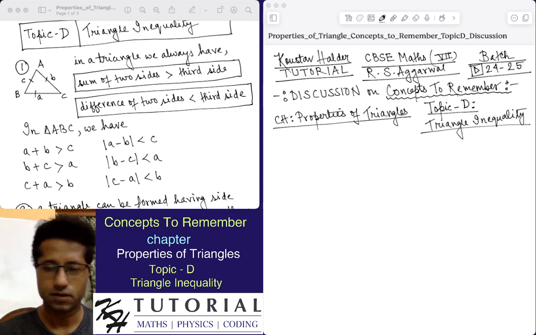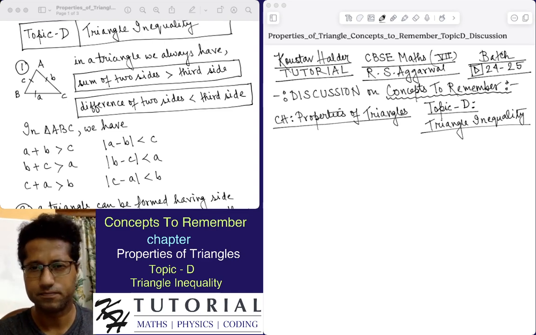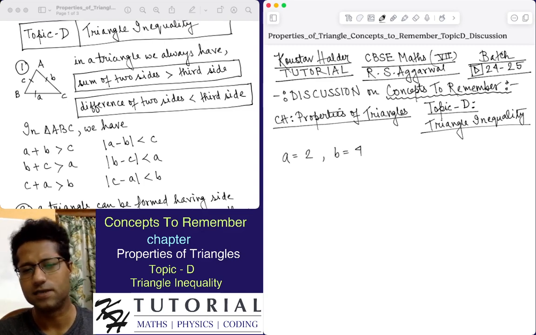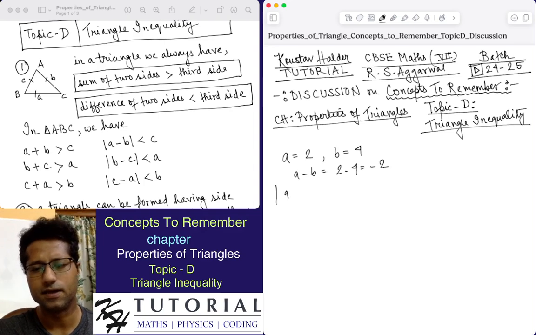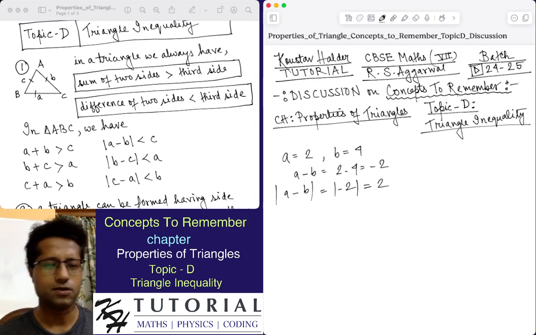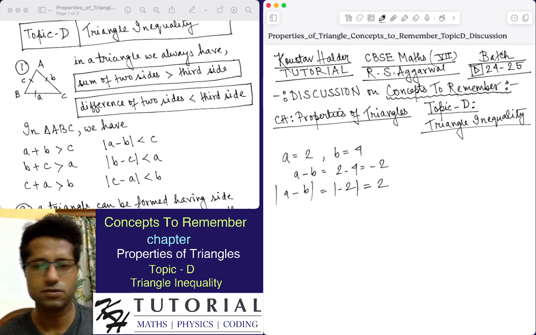So say if we have a equals 2 and b equals 4, then the difference is actually 4 minus 2. But if you do a minus b, this is 2 minus 4, this is minus 2. That is the reason we are taking mod of a minus b, that will be mod of minus 2, that is 2. So we are interested only in the absolute difference of the length of the two sides. So we are using the mod.